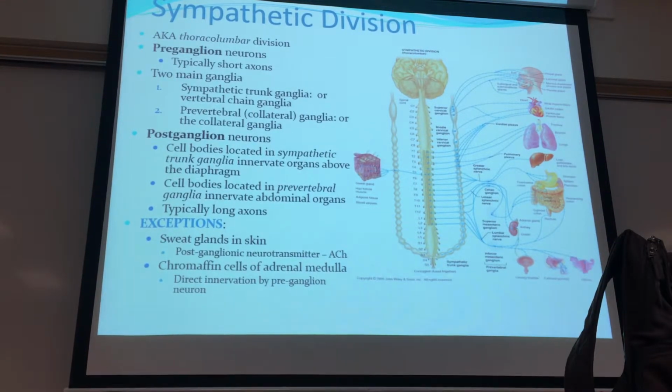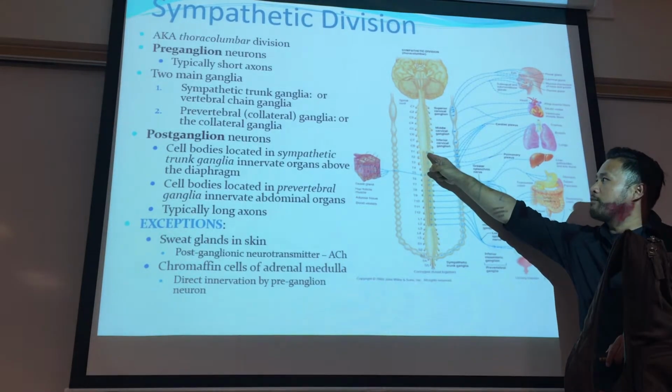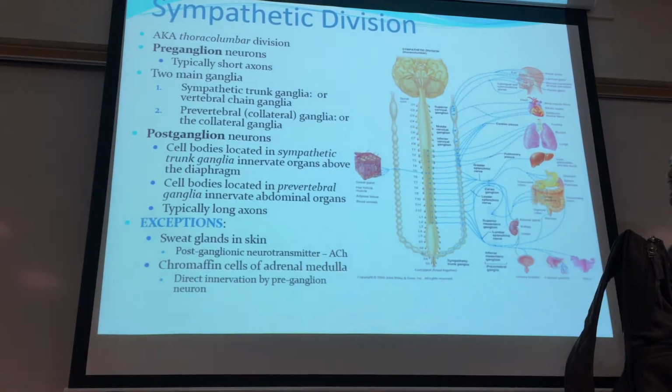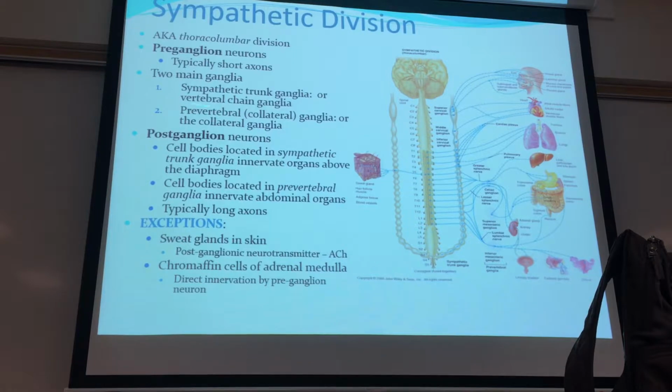And where did we mention the ganglia are located? Along the sympathetic trunk ganglion, which runs parallel to the spinal cord. So if we were to take a look at the preganglion neurons, we would expect the preganglions to be short. They travel from the spinal cord, again from the lateral gray horn, out to the sympathetic trunk ganglion. You'll see point number 2 on here, prevertebral collateral ganglia.